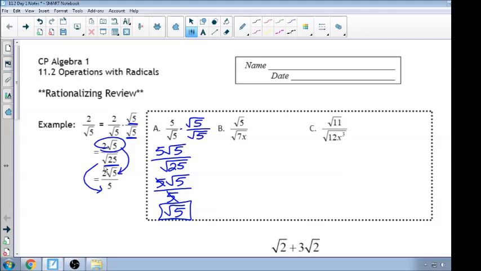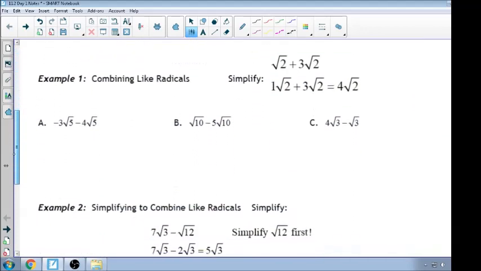Okay. The same thing can be done with B and C. If you need any more work with the review of rationalizing the denominator, please come in and have a conversation with me. Let's go ahead and move on to our operations.